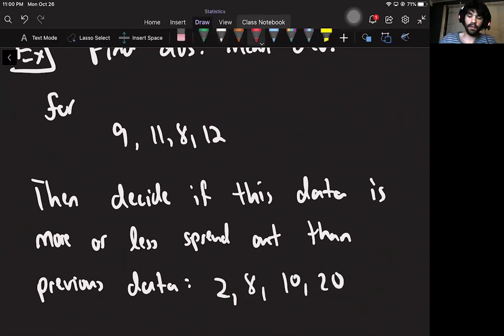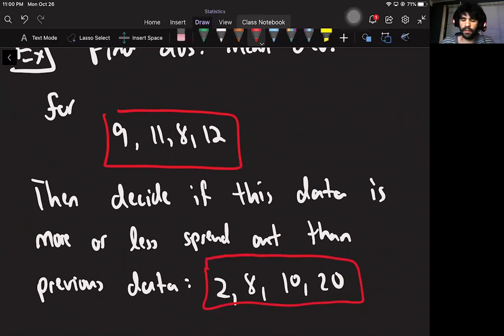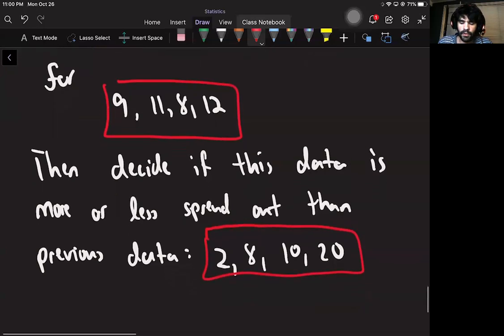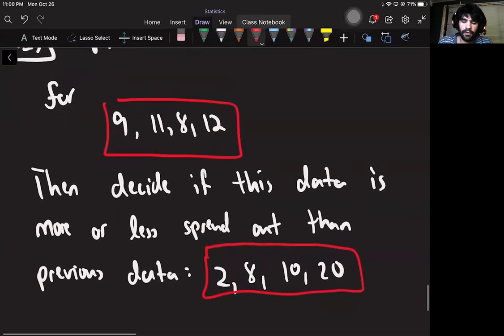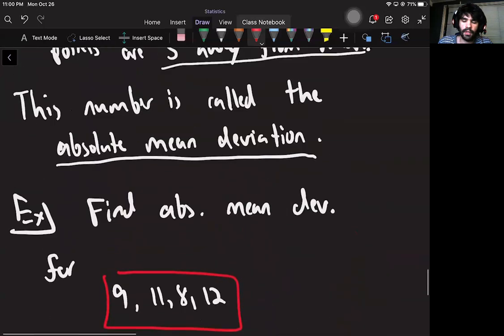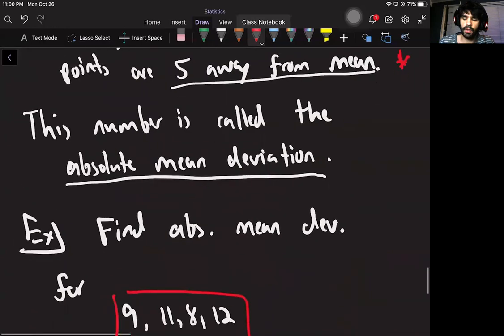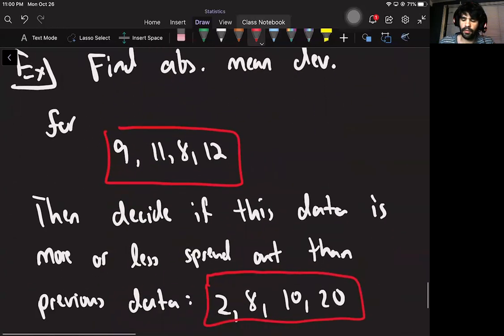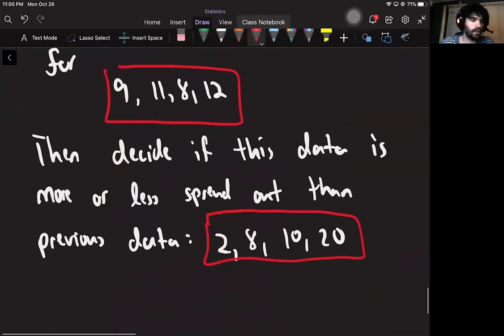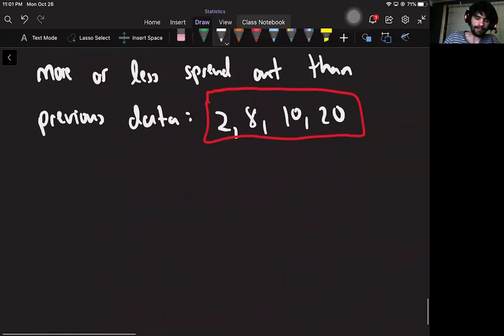So before we even do this, what we should try to do is think about which one of these seems more spread out than the other. So you should think about that really quickly. And then our answer should hopefully go along with our intuition. So whichever one feels more spread out should have a bigger absolute mean deviation. This number should be bigger for the one that's more spread out, because a bigger number should mean more spread. And that's what is going to happen. Okay, but let's do the actual calculations.